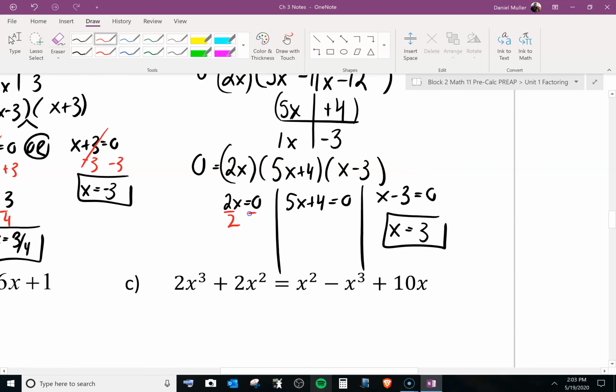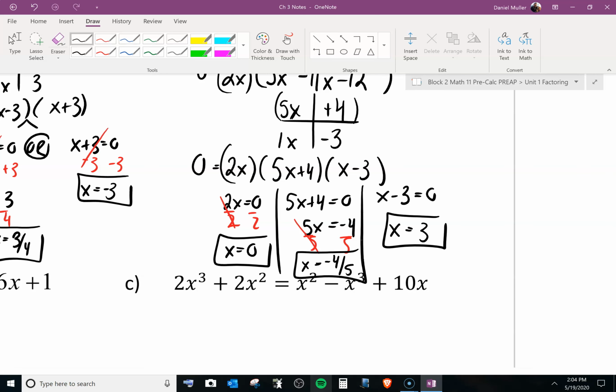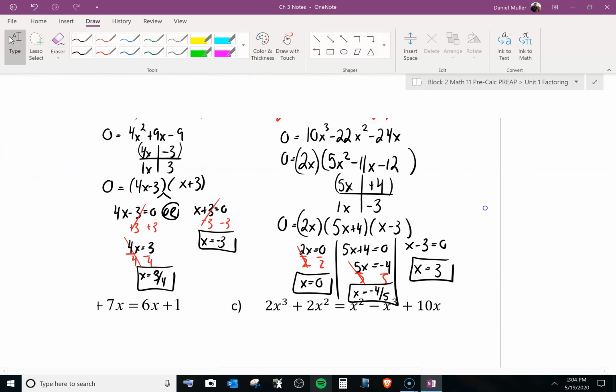This one, divide by 2, divide by 2. 0 divided by 2 is 0. And this one, I'm going to minus the 4 over. So then it becomes like that. Minus the 4, minus 4. And then divide by 5. So x equals -4/5. So this one has 3 answers: 0, -4/5, and +3.